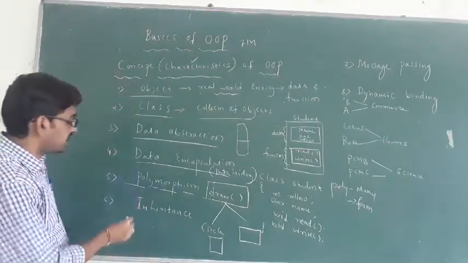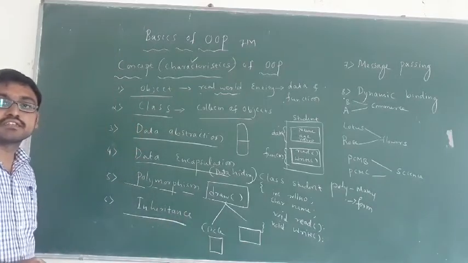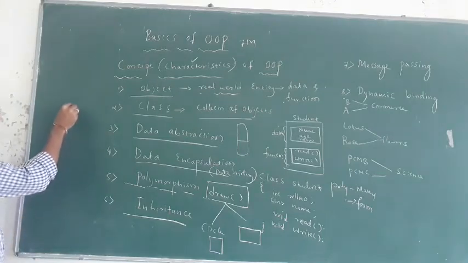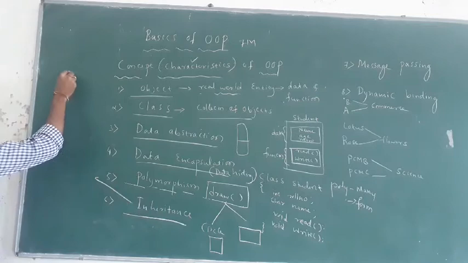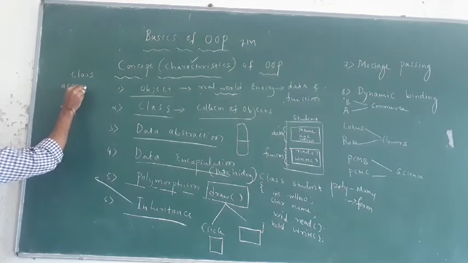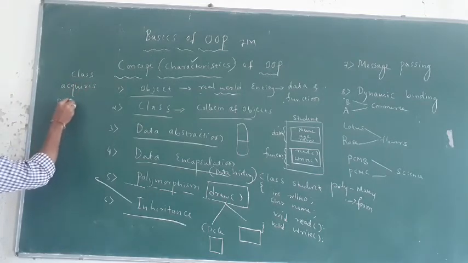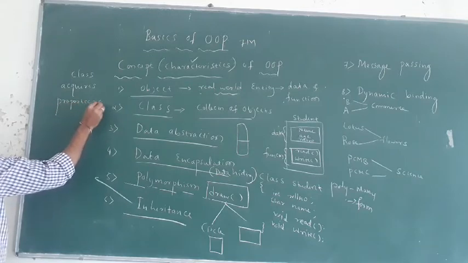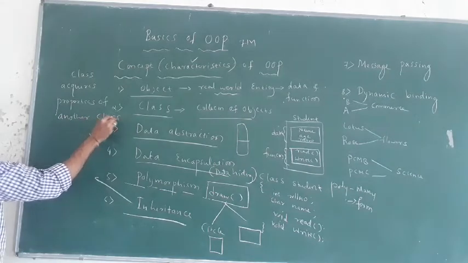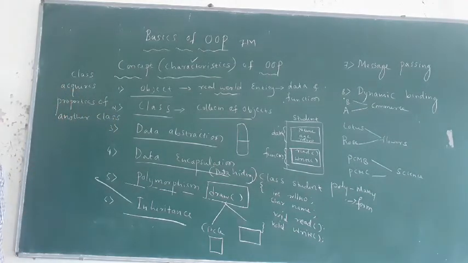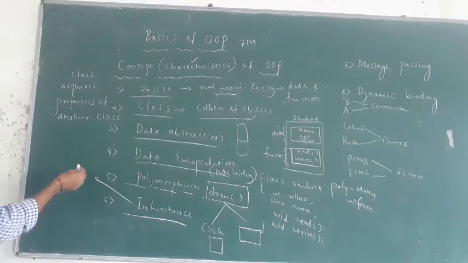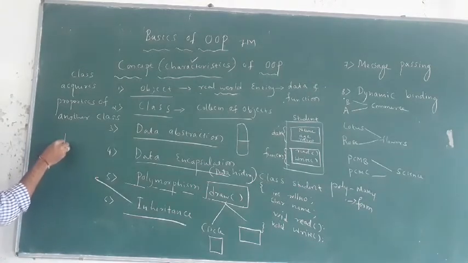Then what is inheritance? Inheritance means one class acquires the properties of another class. The one class which acquires the properties of another class, that is called inheritance. For example, take a grandfather, father, then son.